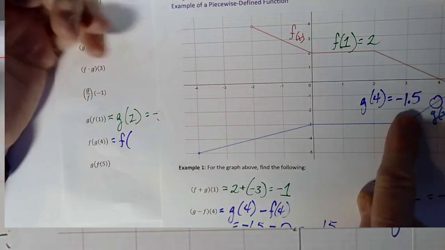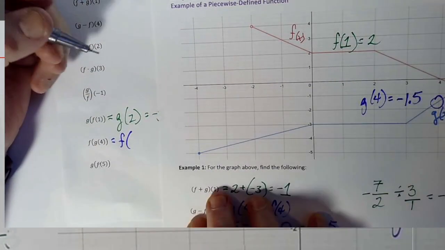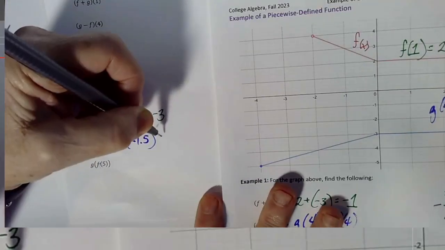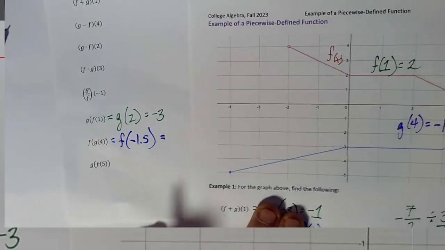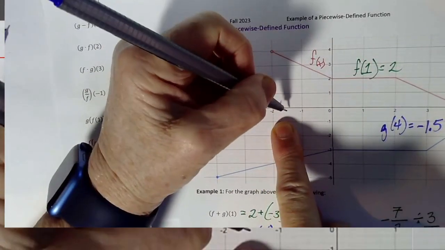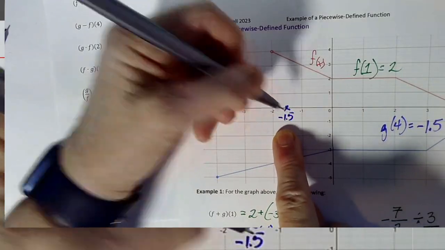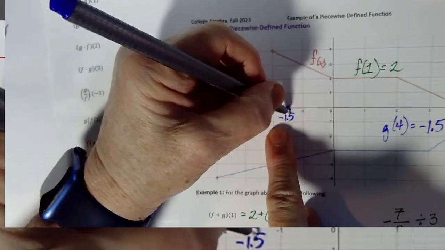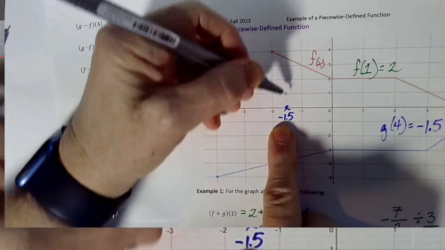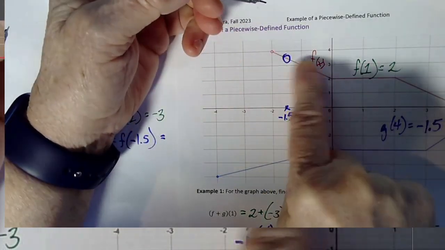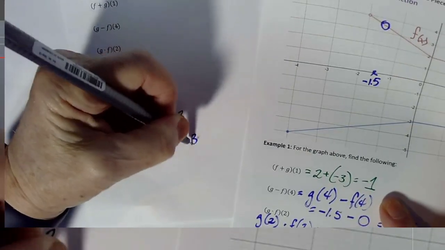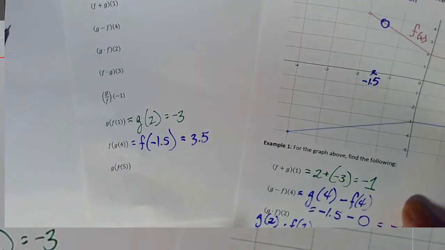So we're going to take the answer for the inside part and plug it into the outside part. Let's see, negative 1.5. Here's negative 1.5 on the x-axis. And we're going to go to f of x, because that's what this f indicates. And it looks like we get 3.5.